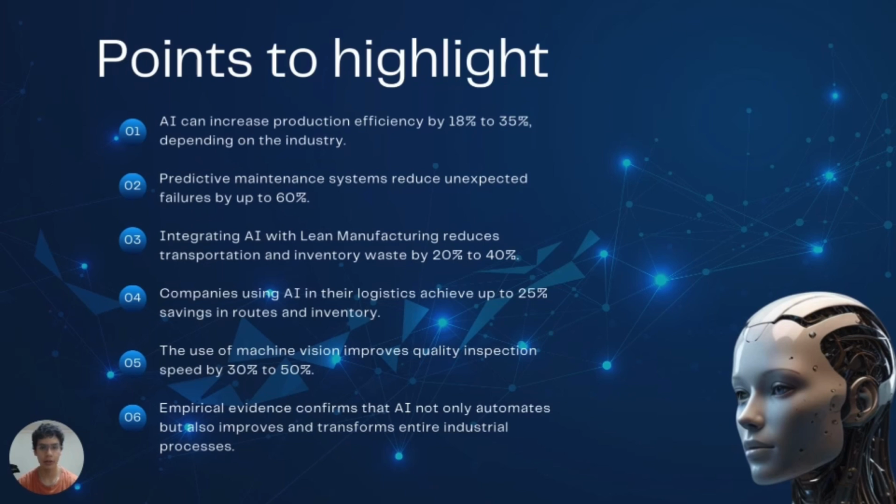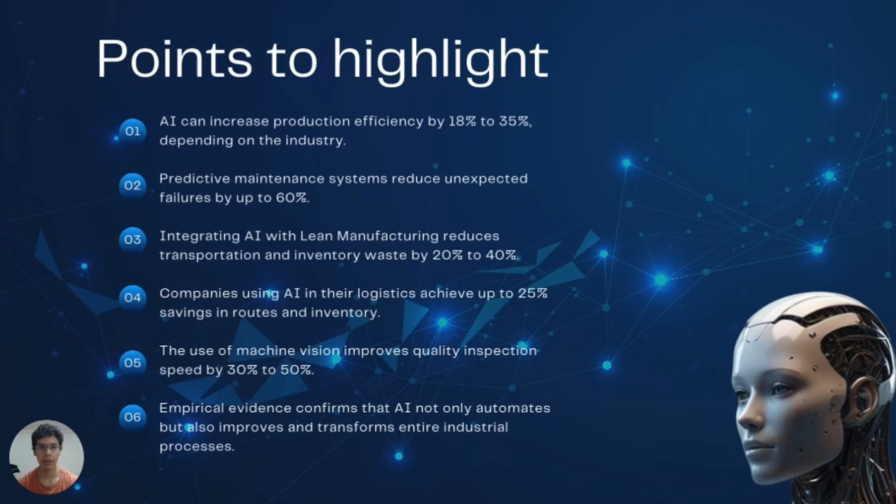Second one is predictive maintenance, which reduces unexpected failures by up to 60%. How is this achieved? It analyzes machine signals: vibration, temperature, power consumption, and detects anomalies before they become failures. Example: your bearing is degrading. It is replaced during a planned window, not during an emergency shutdown.